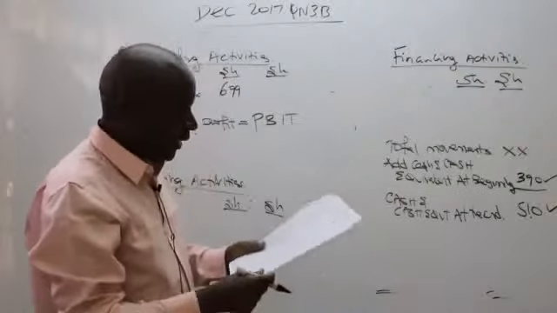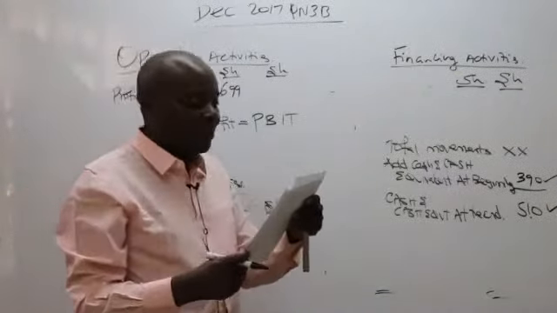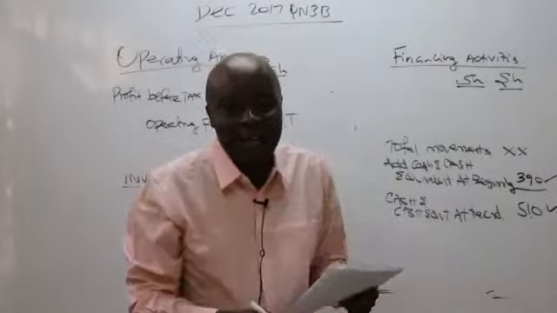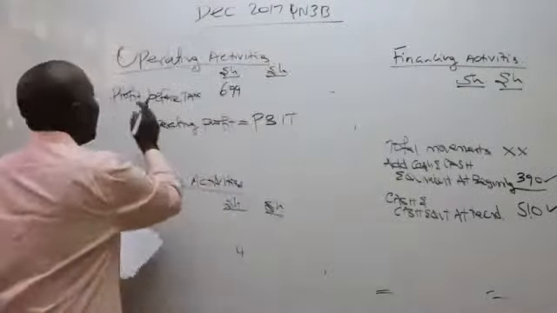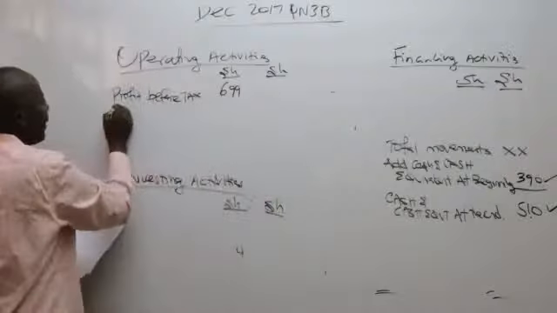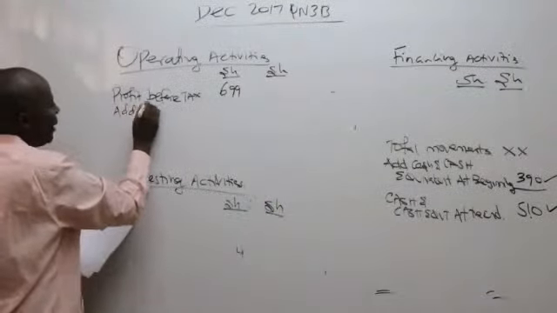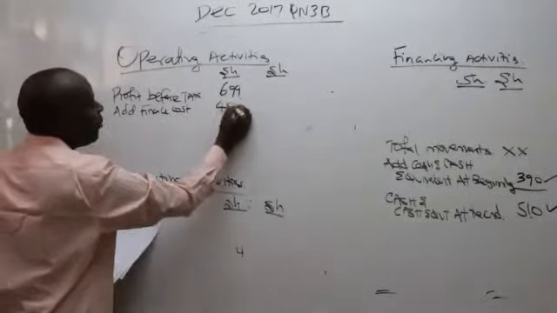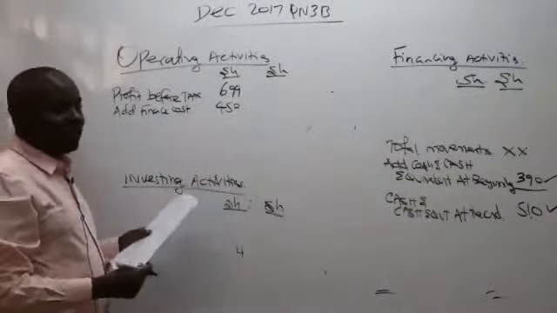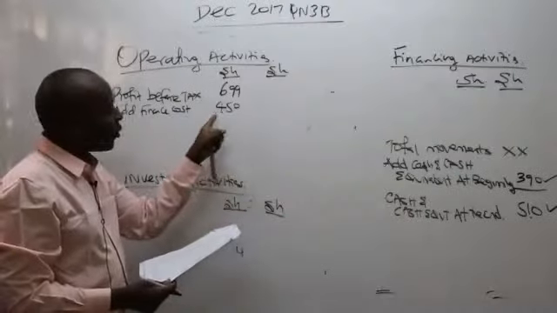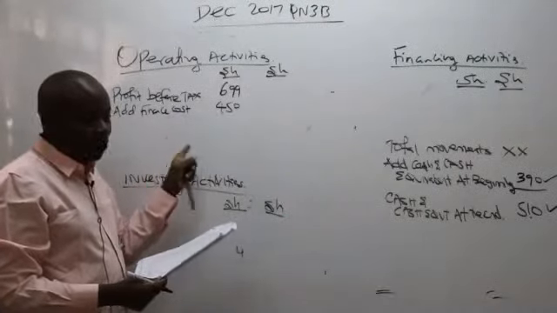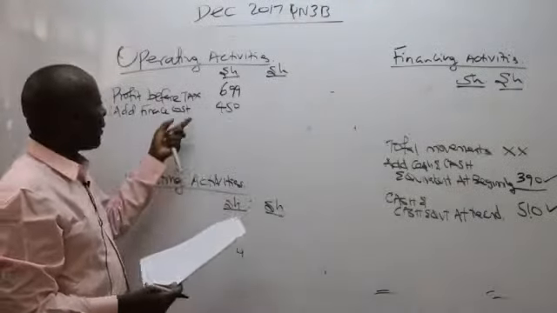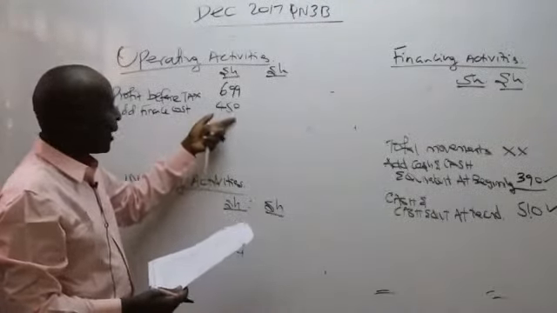Wanasema ni 450, isn't it? If you look at the income statement, they have given us the finance cost. So come here and add the finance cost. The finance cost wananiambia hapa ni 450. If you wish, you can go ahead and add to give us what we call profit before interest and tax. Lakini kitu mzuri unaweza wacha ikae hivyo, to add finance cost.